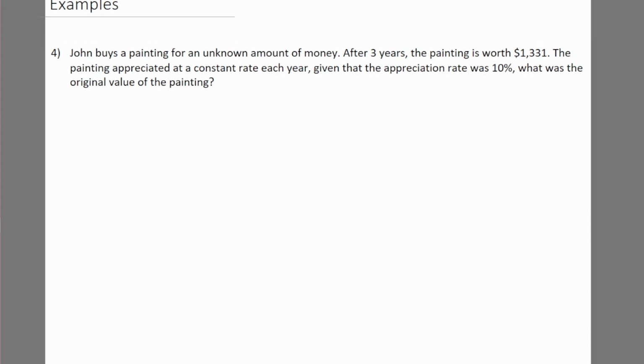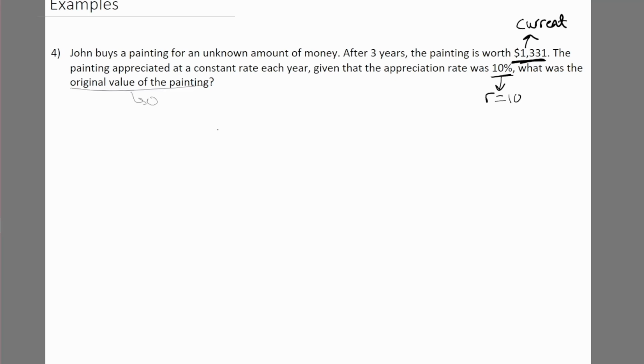Okay, let's take a look at this example. John buys a painting for an unknown amount of money. After 3 years, the painting is worth 1,331. So this is the current value of the painting. The painting appreciated at a constant rate each year. Given that the appreciation rate was 10%, so this right here is R, and we are dealing with appreciation, right? What was the original value of the painting? So we want to find O.